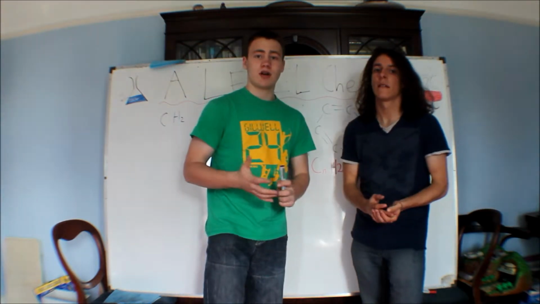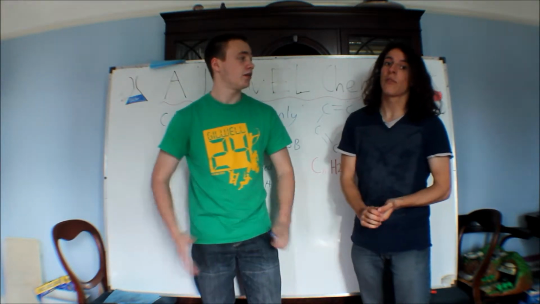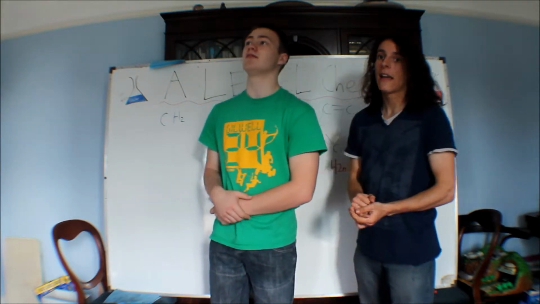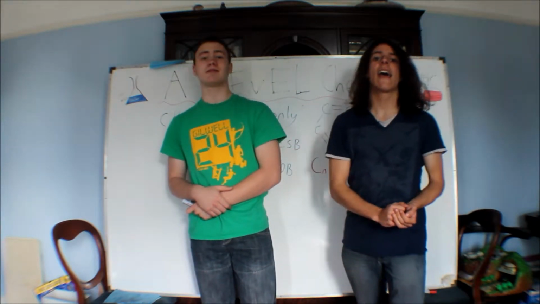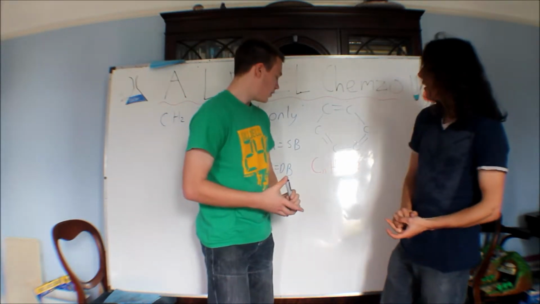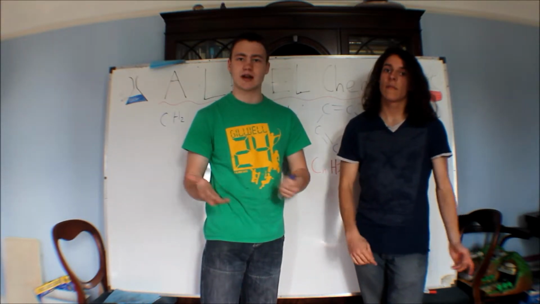Yes, we know the first 10 names of the homologous series for the alkanes. And that goes something like this. Methane, ethane, propane, butane, pentane, hexane, heptane, octane, nonane, and decane. And you might need to know them, or you will need to know them, you should remember them in the table. But now let's go on to actually naming all of them and all of the shortcuts and how to do it.